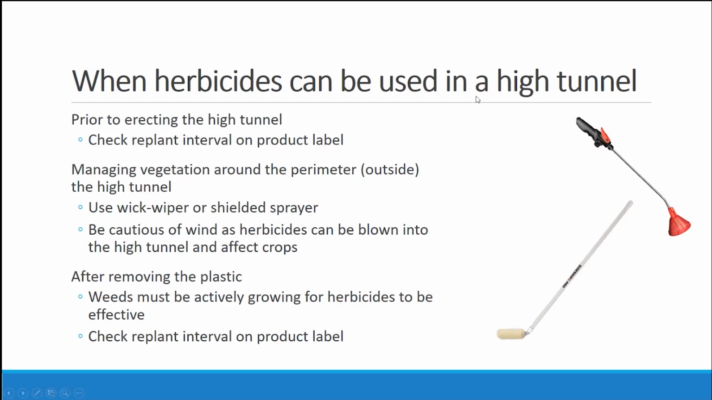So here's an example of a wick wiper, right? You would basically make contact with the weed, right? The product would be on this end, and you would physically touch the weed with this roller.